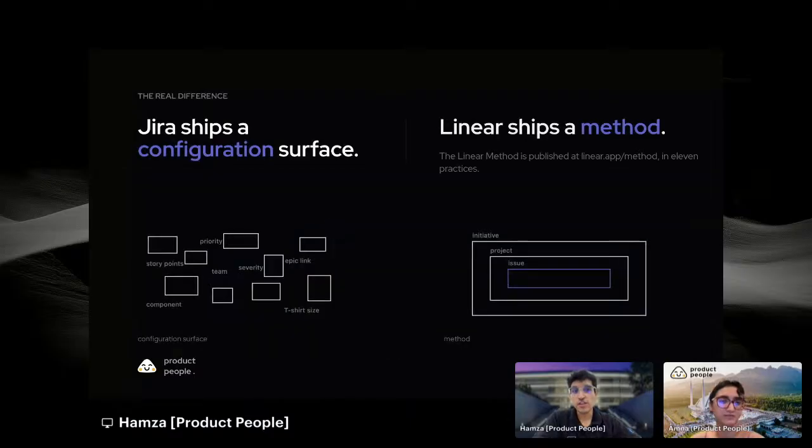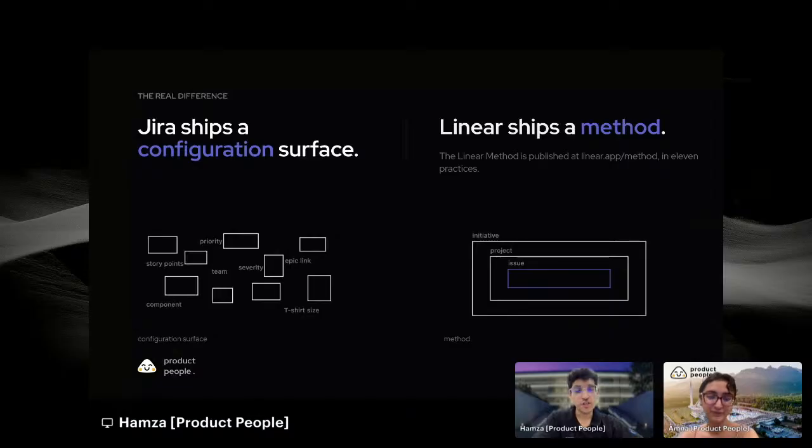Now, Jira ships a configuration surface, while I feel like Linear ships more of a method. The Linear method is also published at this link in 11 practices. The analogy I keep coming back to is Android and iPhone. Both are excellent, but they disagree about how much the user should actually do or decide.